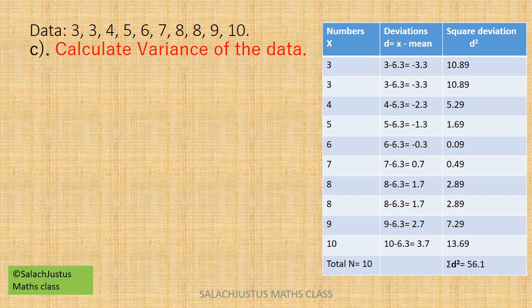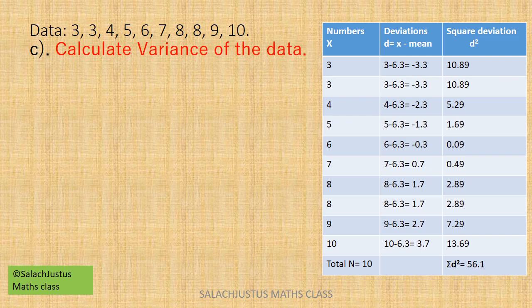Calculate the variance of the data. In this question, we will need a table. Let me begin with this table. I have the first column as X, which involves the numbers as collected, arranged in ascending order. I have not used the frequencies. I have only used the numbers individually. So 3, 3, 4 up to 10. The total number n is 10.